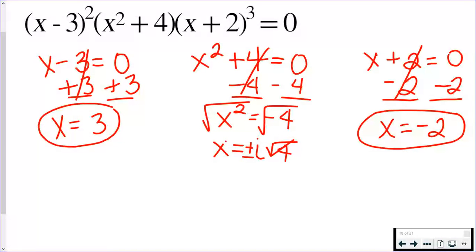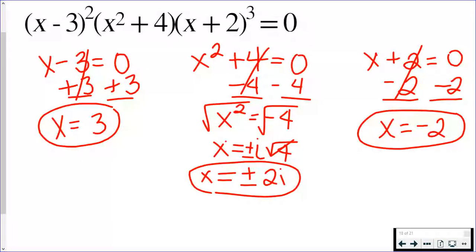Now the last thing you need to do is just simplify if you can. The square root of 4 is 2. So this is equal to plus or minus 2i. So again, we got two answers here. We got positive 2i and negative 2i. So this actually has four solutions: 3, -2, positive 2i, negative 2i.